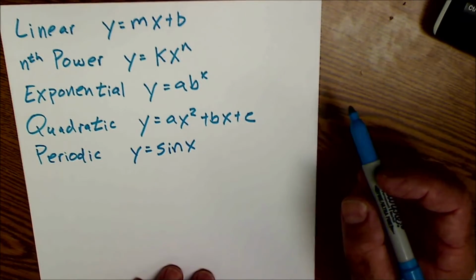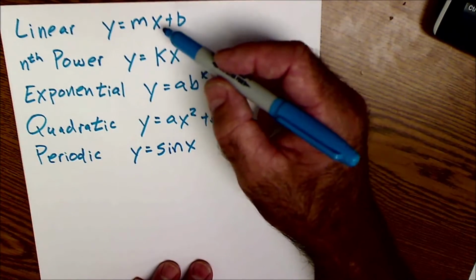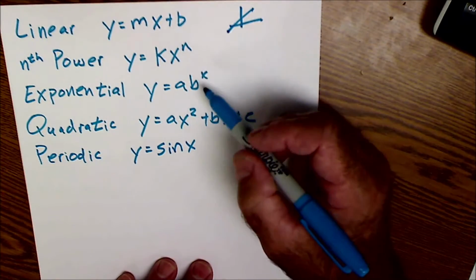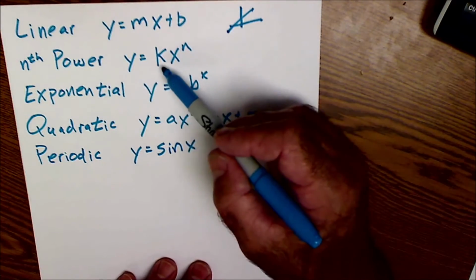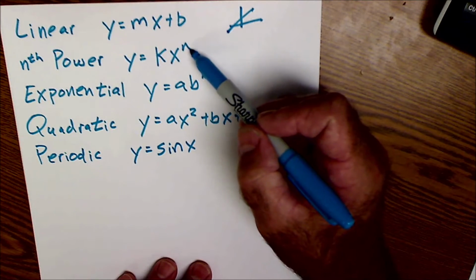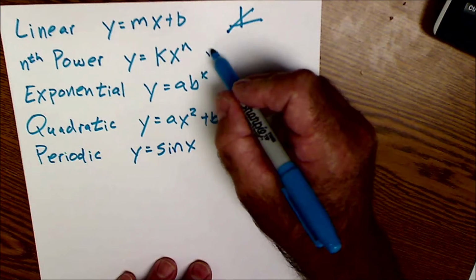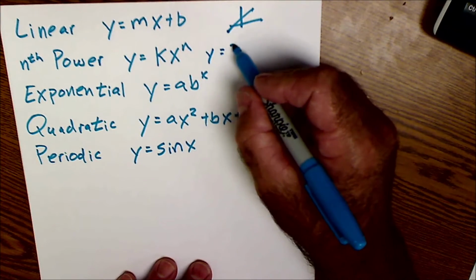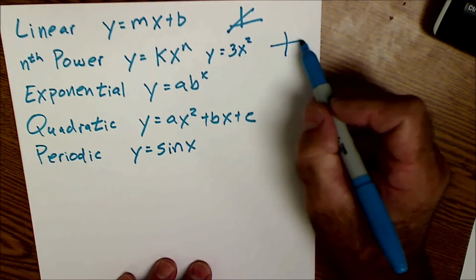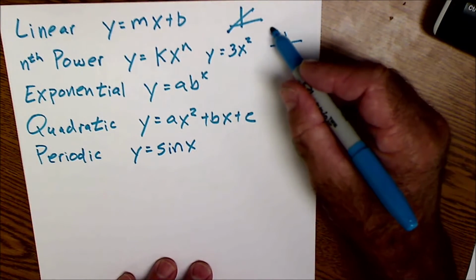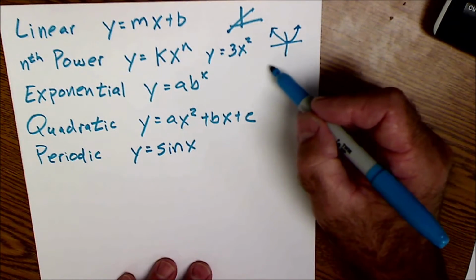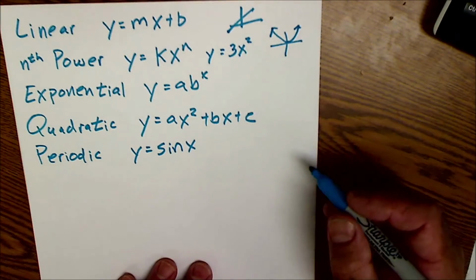Okay, here are the 5 functions again. The first one, linear, y equals mx plus b. That's going to be a straight line. The second one, nth power, y equals k x to the n, where k is a constant, n is a number. So as an example, y equals 3x squared. That's going to go through the origin, 0, 0, and look like a parabola going up. y equals 3x to the third will have third quadrant and first quadrant values.